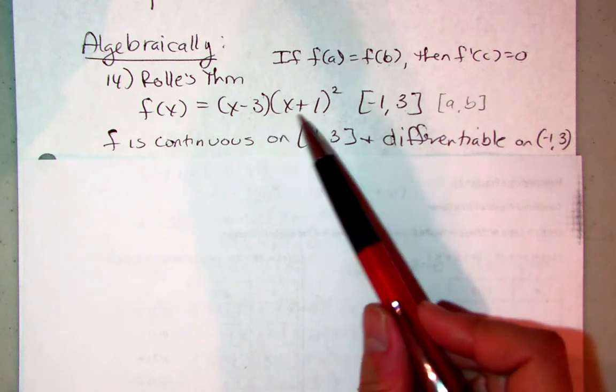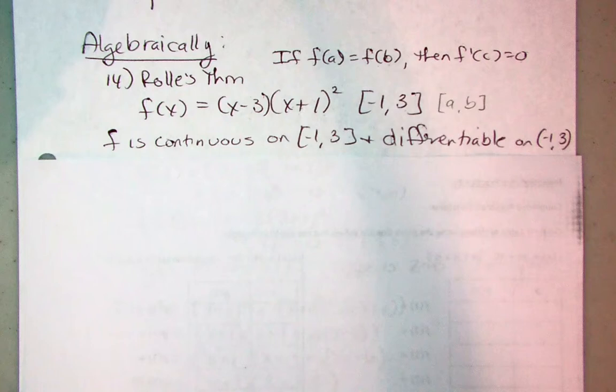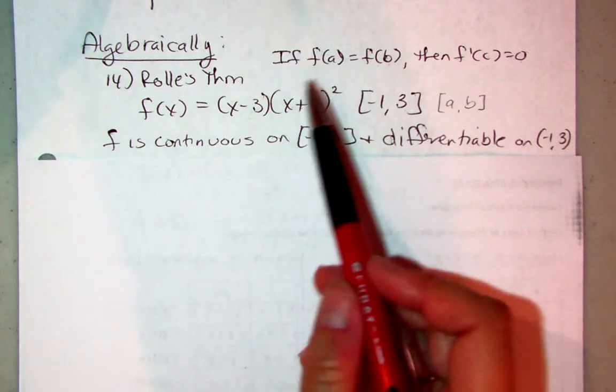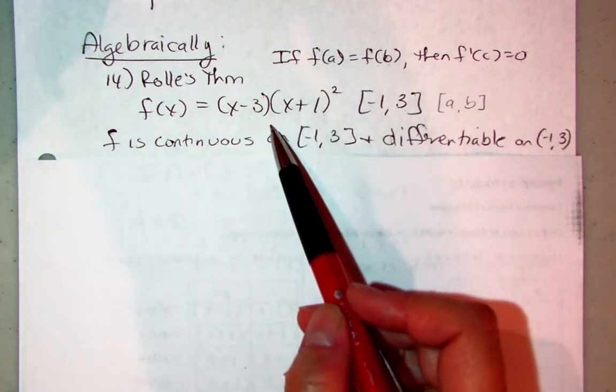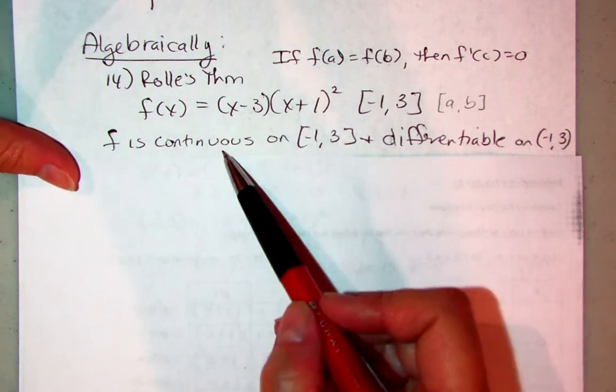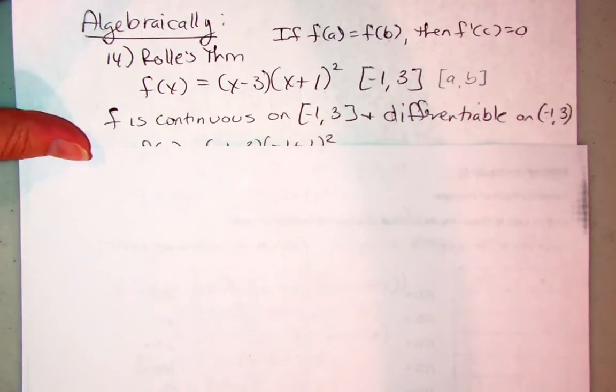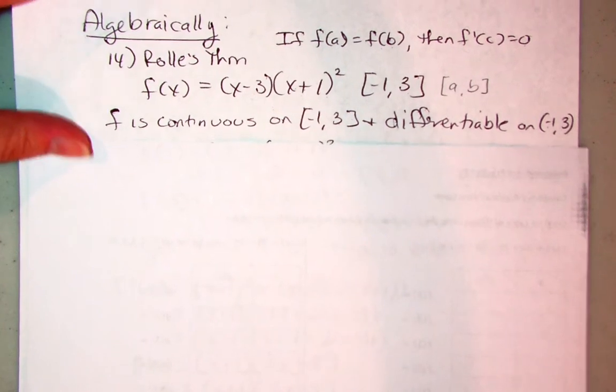This is just a cubic, so there's no place where there's going to be any kind of a sharp turn, and there's going to be no vertical asymptote. Remember, a vertical asymptote you find by looking at the denominator. There is no denominator here. So it is continuous and it is differentiable on the open interval. I may use the mean value theorem and Rolle's theorem.